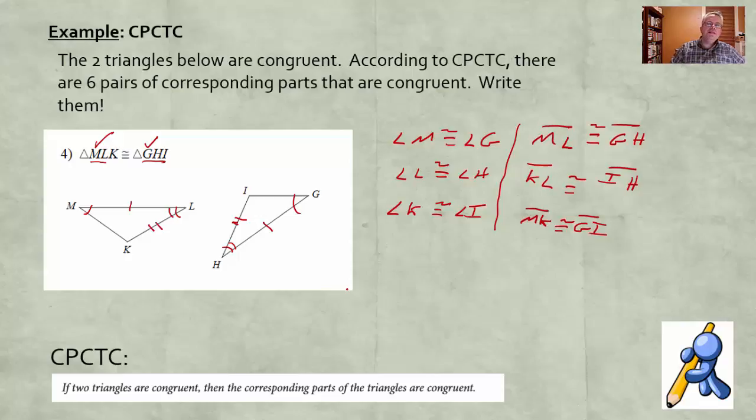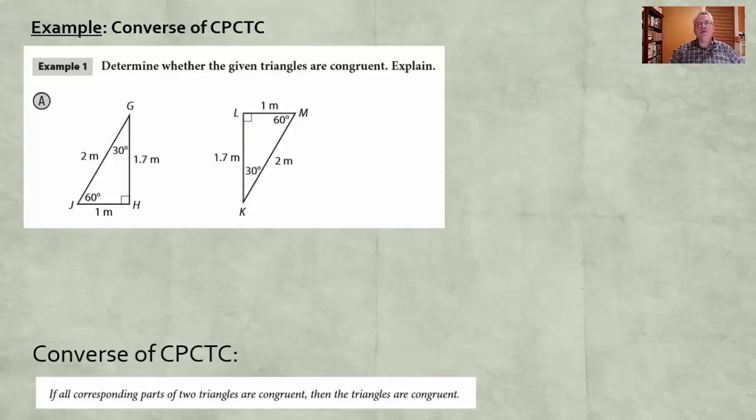Okay, so CPCTC says because the triangles are congruent, all these things are true. The converse goes backwards. It says if all these six things are true, the triangles must be congruent. All right, and that's what we're going to use here. So it says determine whether the given triangles are congruent. Well, if all their six matching parts are congruent, the triangles are congruent. Because if all their parts match, I could put one triangle on top of the other and it would match it exactly.